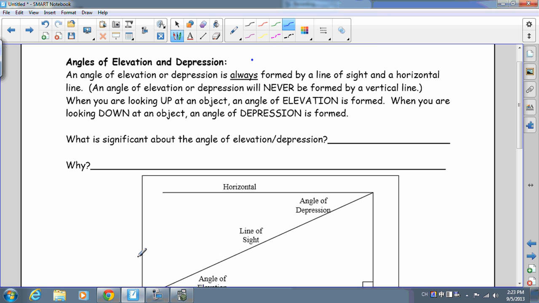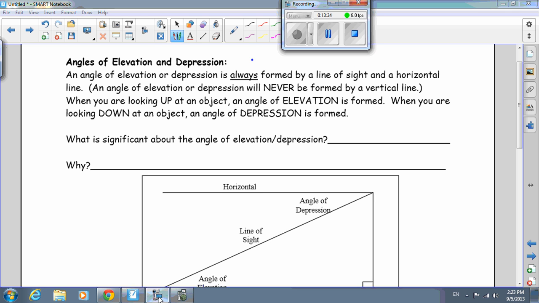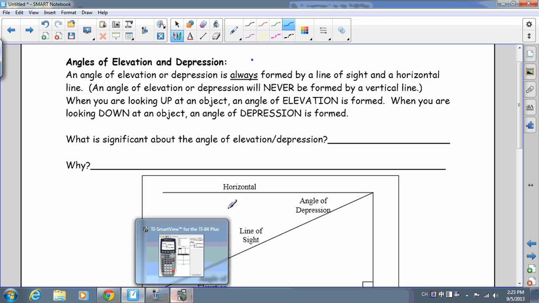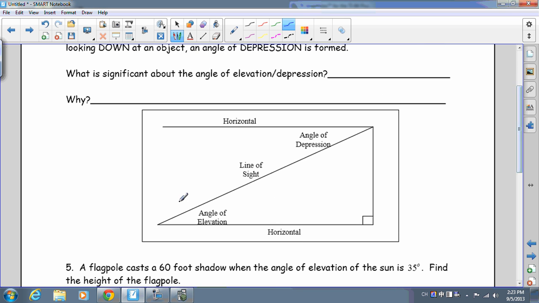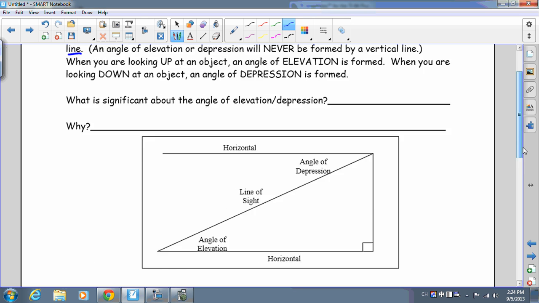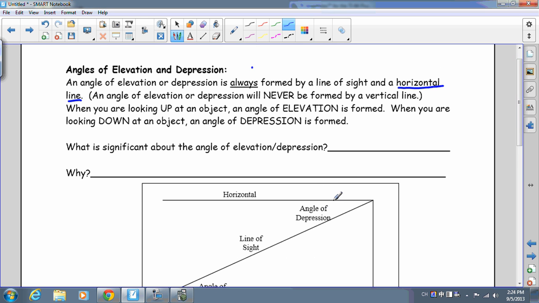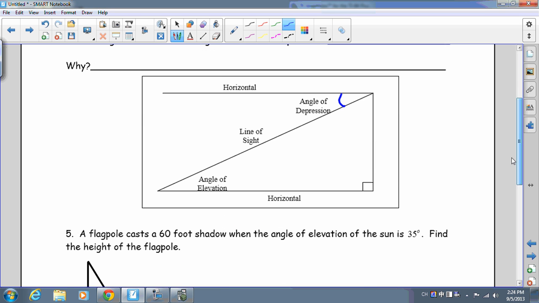The next concept for you to know is that we have two types of angles that are very important. One of them is called the angle of elevation. The other one is the angle of depression. Now, the angle of elevation and the angle of depression are always formed with the horizontal line. What do we mean by that? If I have this as my angle, I would call this one depression because it's from the top going down, and this one is called elevation.